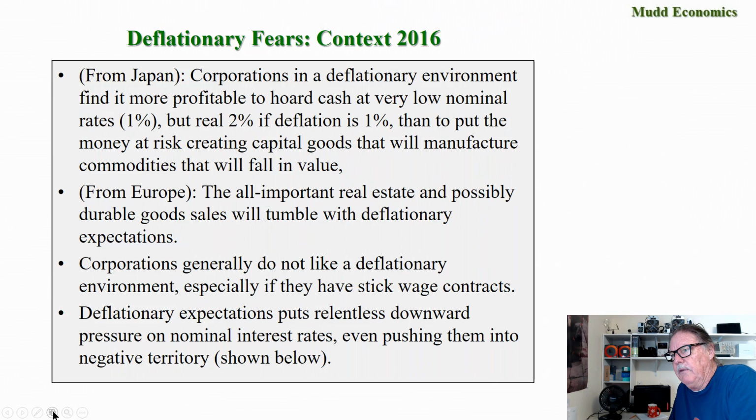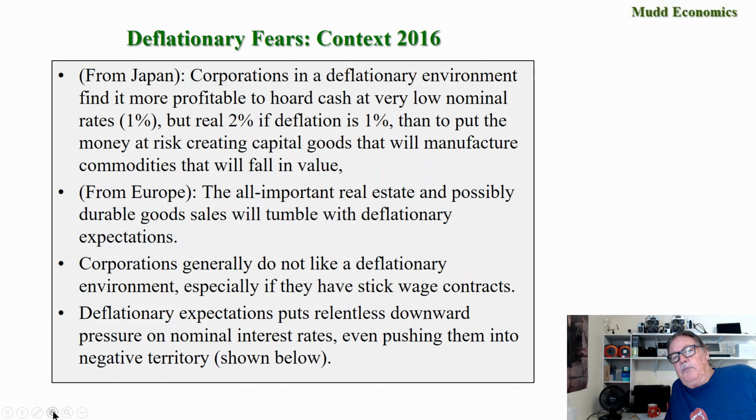Real 2% if inflation is 1%. So you say, well, why would anybody hoard cash if the interest rate is 1%? That's because the deflation rate is 1% negative, and so the effective return on that was 2%. And if deflation goes to minus 3%, then of course your rate of return on a 1% nominal yield is 4%. And they also felt that putting this money at risk, creating capital goods that will manufacture commodities that will fall in value because there's a deflation underway, was not a good idea.